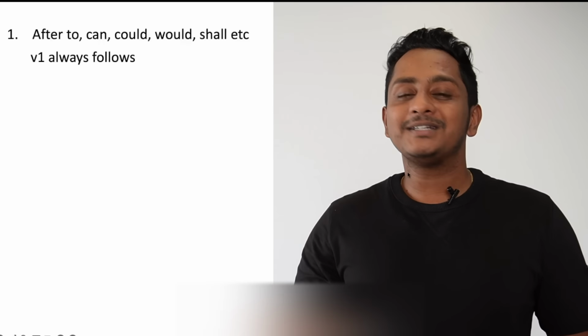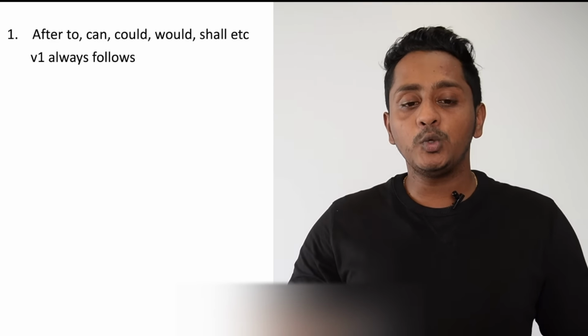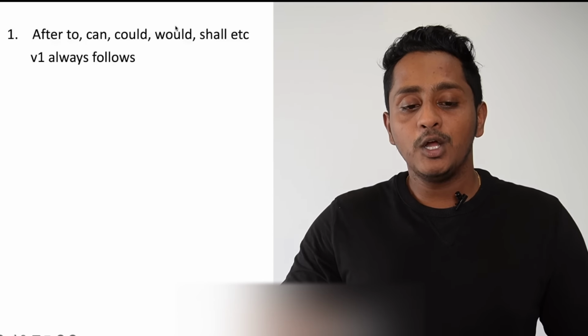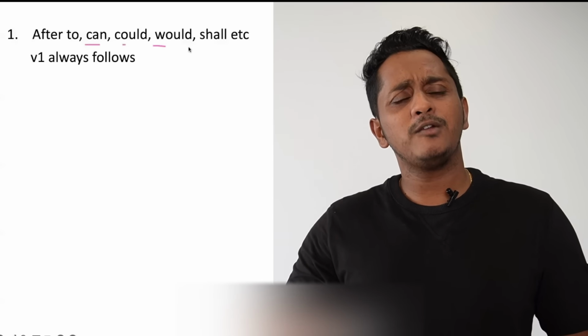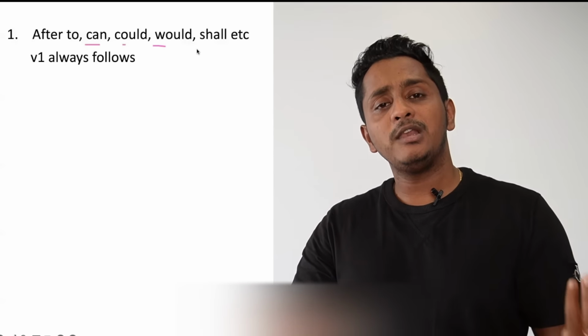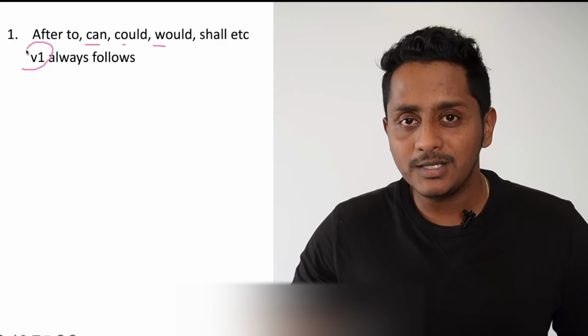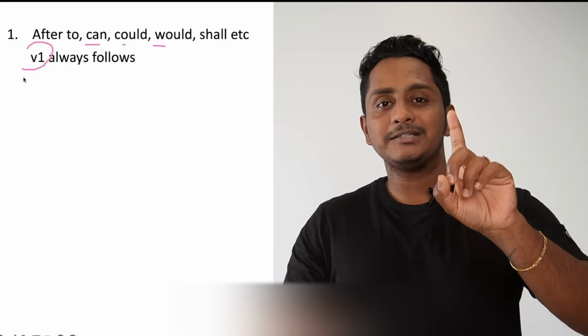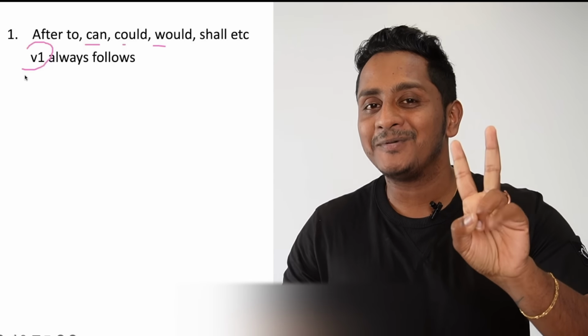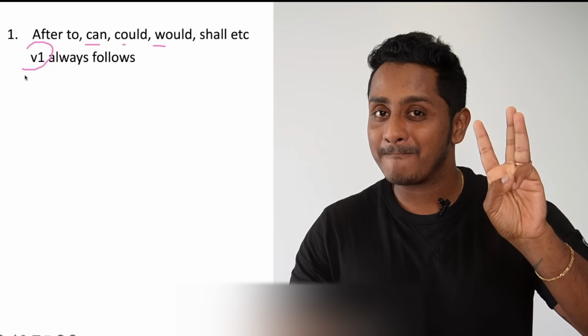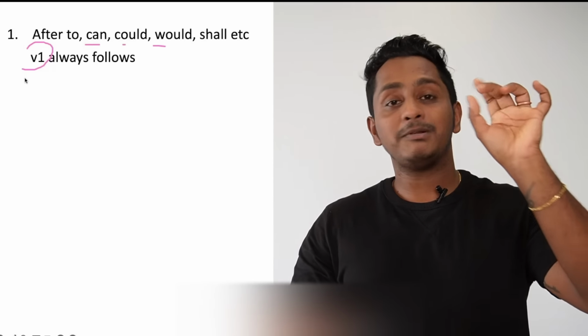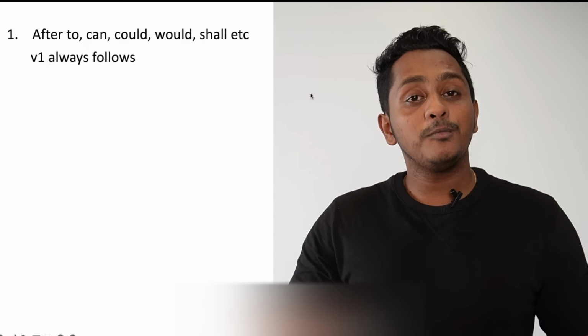Alright, the very first shortcut: after the word to, or can, could, shall, would, may, must, ought, if there is a blank, it will be verb 1. What is verb 1? Eat is verb 1. Ate is verb 2. Eaten is verb 3. Only the present tense of the verb will come.